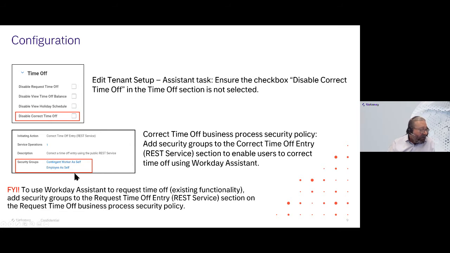You're still going to go through your approval steps and so forth. The last thing I added, although it's not about this feature, is that with Workday Assistant, it's out there already. But if you do want to make time off requests in the assistant, it's very similar to this new correct option as far as security groups are concerned. It's a REST service that you need to put those security groups into.